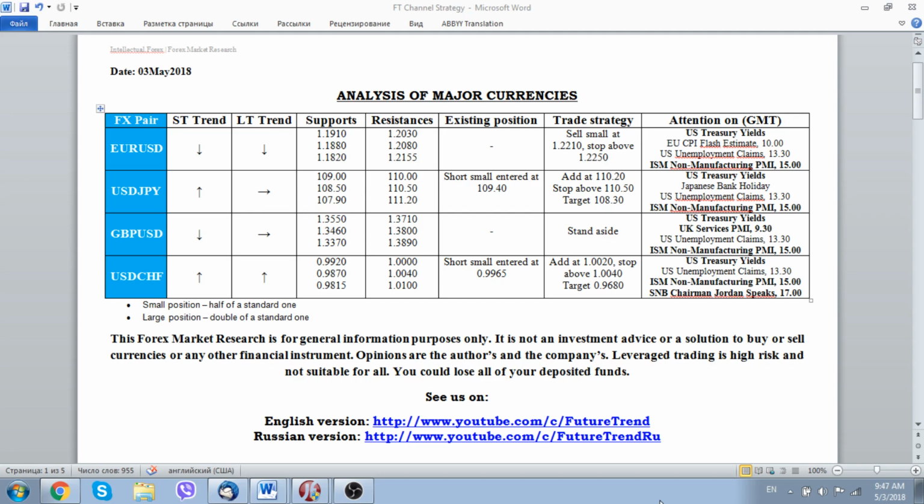Today is 3rd May of 2018 and we start our analysis of major currencies. Of course, the number one topic discussed at the moment, that's the Fed's meeting that took place yesterday. What's important? What is the result of that meeting?